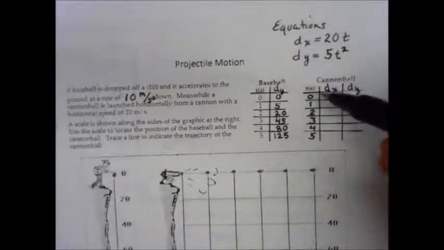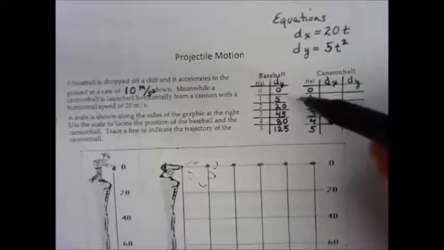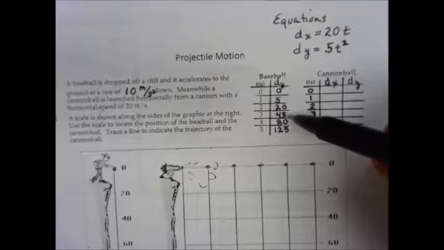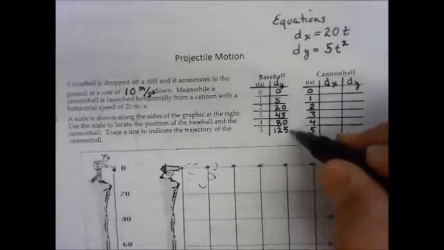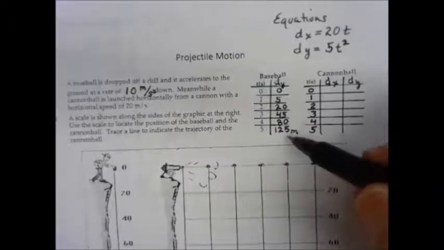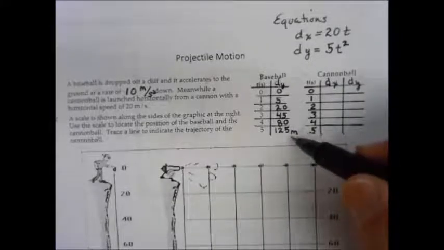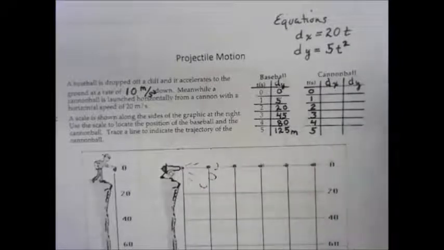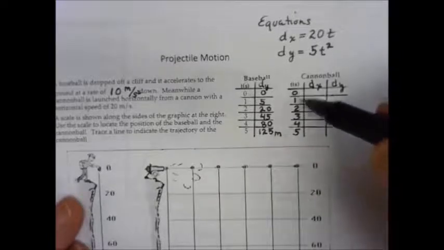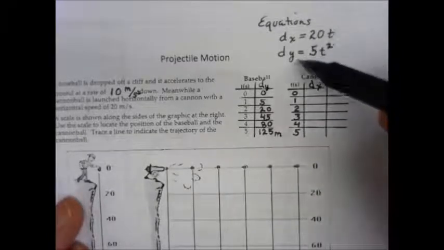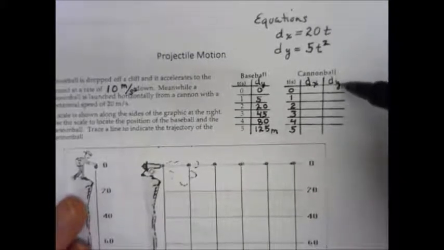Okay, you should have calculated these values for dy for these times. I got 0, 5, 20, 45, 80, and 125. These are meters. So at t equals 5 seconds, I got the baseball had fallen 125 meters. You can use this same data in the next table because the t values are the same and the equation for dy is the same. So why don't you go ahead and fill out the cannonball table for dy.